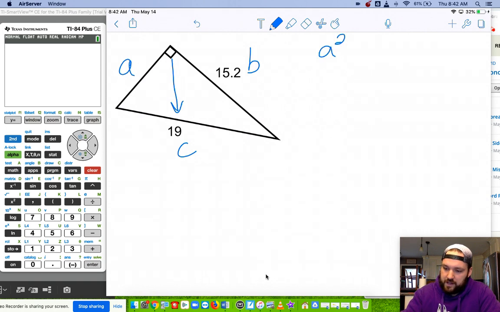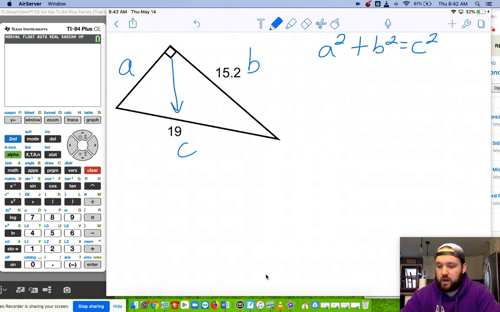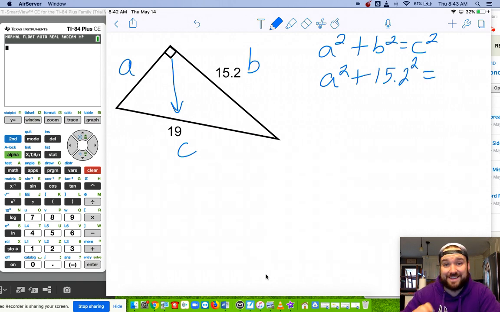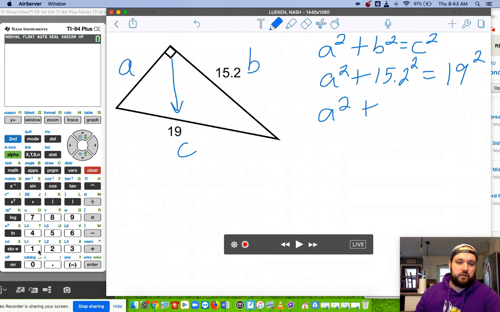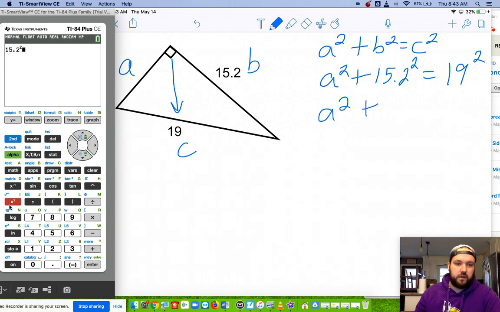So here I've got a squared plus b squared equals c squared, which is what the Pythagorean theorem says. Remember, that works only in right triangles with the side lengths. I don't know side A, but side B is 15.2. Remember, A and B are interchangeable. The only thing that matters is that side C is the hypotenuse, which is across from the 90-degree angle, equals 19 squared. So I've got a squared plus 15.2 squared, which I do not know what that is.